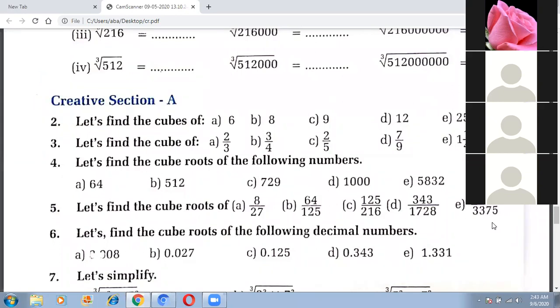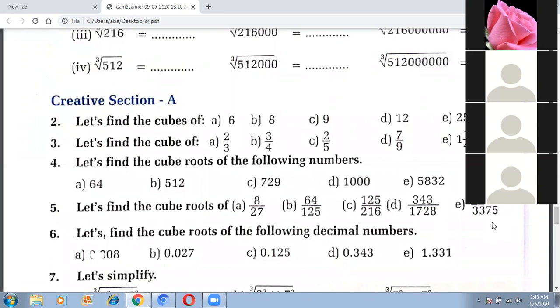Now let's see the next number. The number is a mixed number, a mixed fraction. So first of all, you have to convert it into an improper fraction. 1 whole number 1 by 4 means what? 5 by 4. 4 into 1, 4. 4 plus 1, 5. Your denominator is 4. So 5 by 4. Now you can find the cube of 5 by 4. Yes?